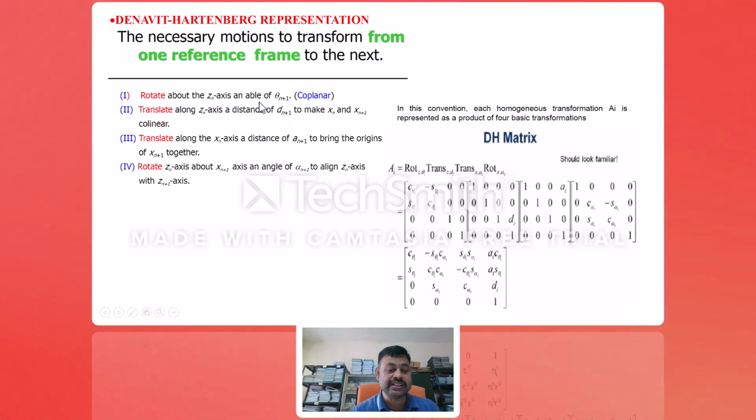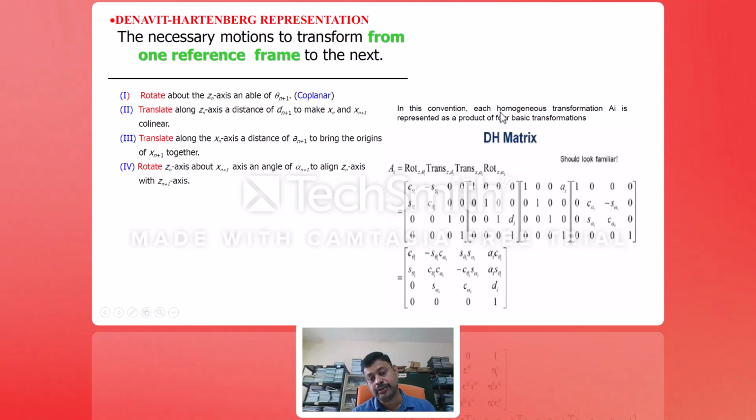Rotate about the z-axis. Then translate along the z n axis by a distance of d n plus 1. Then translate along the x n axis by a distance of a n plus 1. Then rotate about x n plus 1 by an angle of alpha n plus 1. So this is the requirement here.